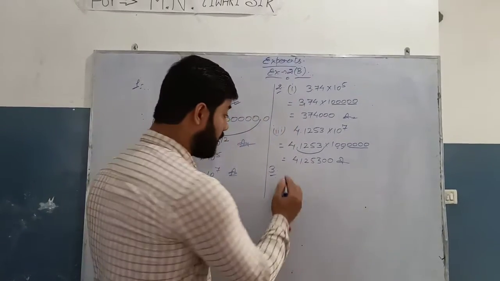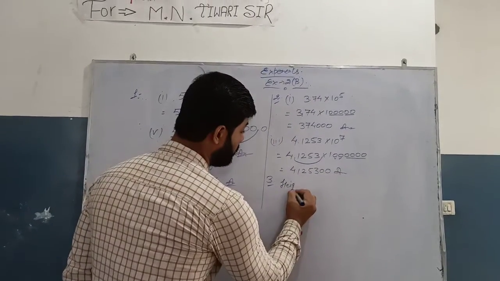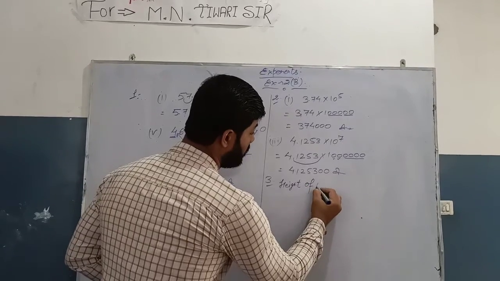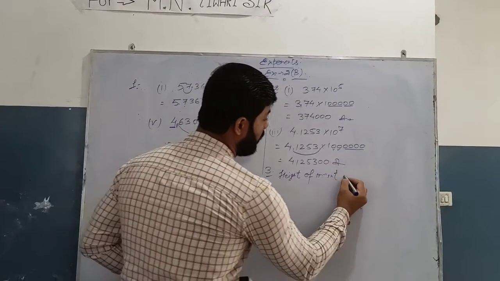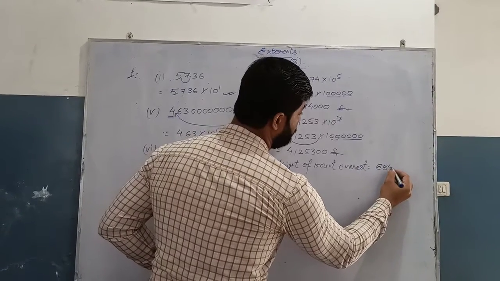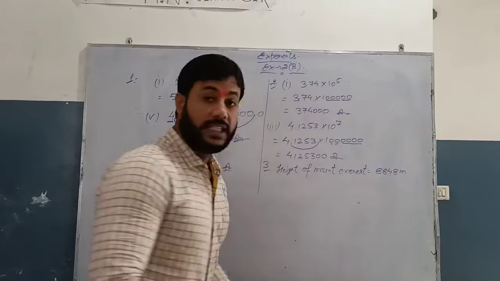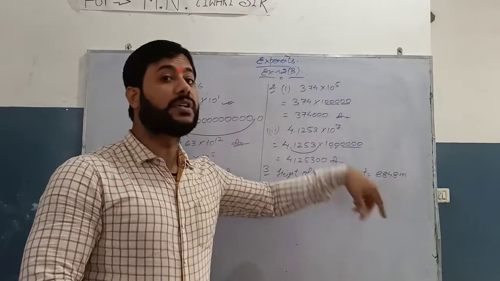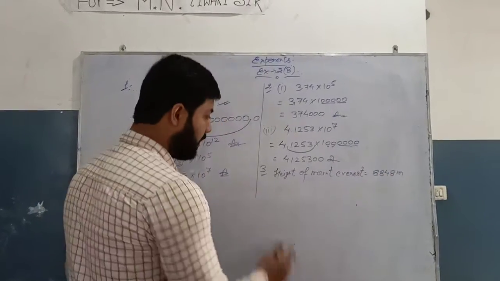Okay, so the height of Mount Everest is 8848 meters. So this is in usual form. We have to convert it into standard form, right?